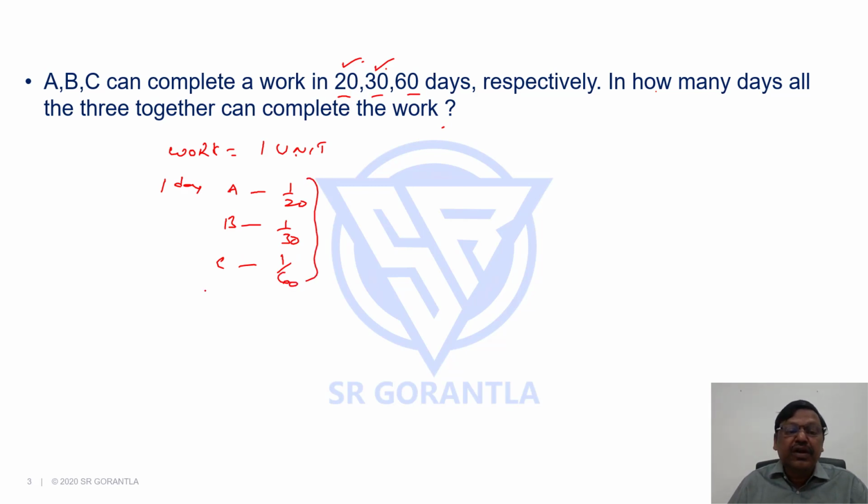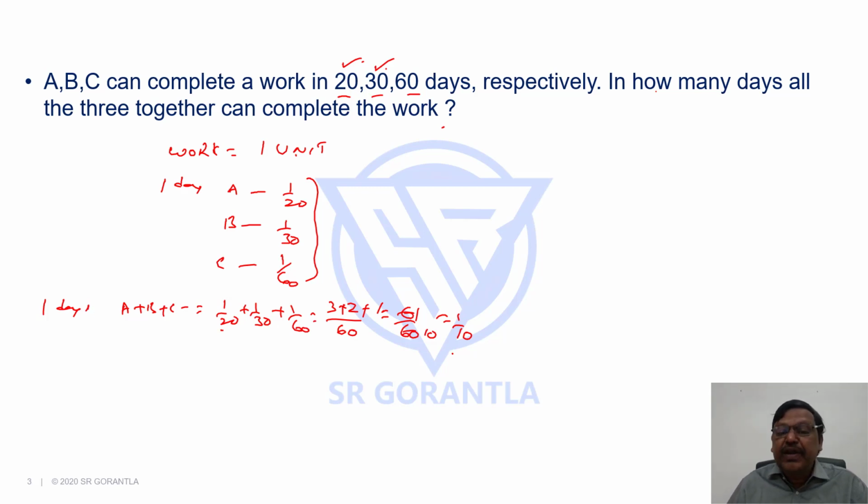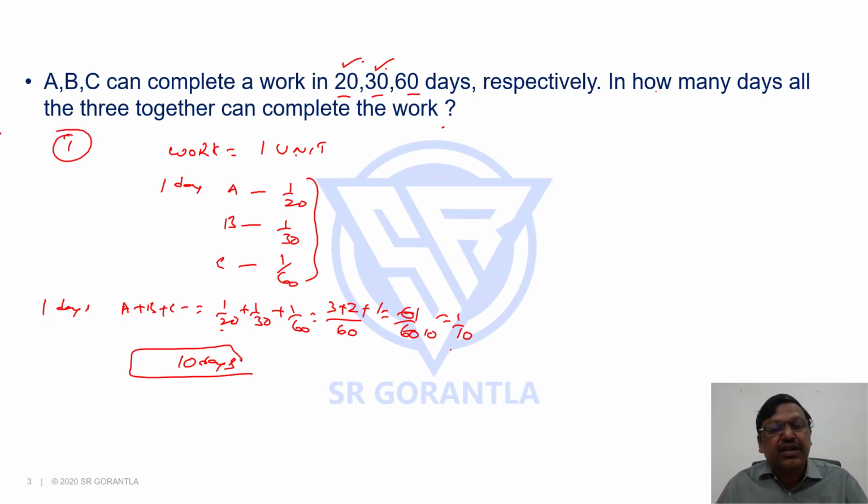So all the three people in one day do 1 by 20 plus 1 by 30 plus 1 by 60. 60 is the LCM: 3 plus 2 plus 1, 6 by 60, that is 1/10 of the work they do. In one day, if they can do 1/10 of the work, to complete the entire work, they will take 10 days. So our answer is 10 days. This is the first approach. We will discuss it in three different approaches.